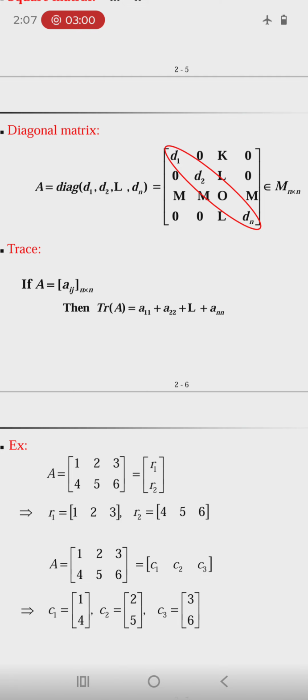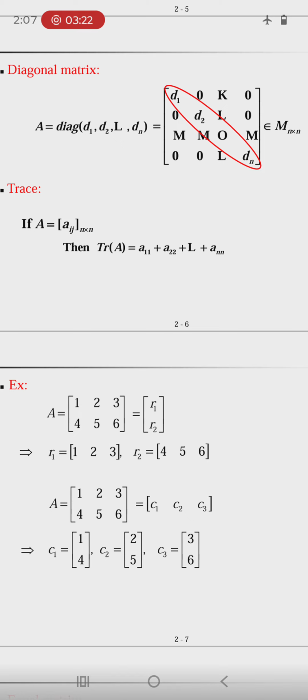The next one is trace. A equal to [aij], the general form of a matrix. This matrix is of order n by n. Then trace A equals a11 plus a22 plus and so on, plus ann. This is the sum of the diagonal elements. Trace A means the sum of the diagonal elements. Then, for an example, A equals the matrix with rows 1, 2, 3 and 4, 5, 6.